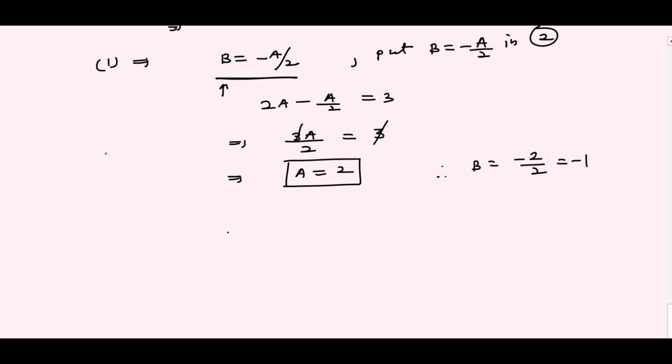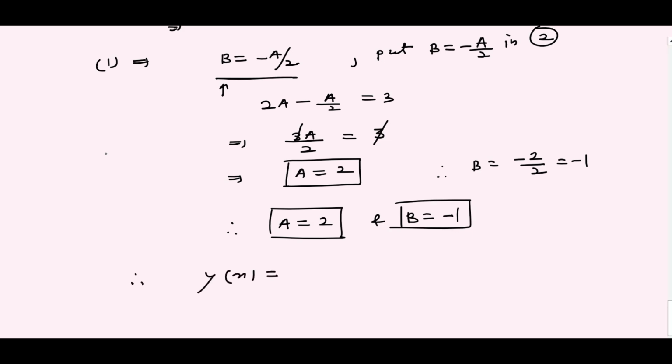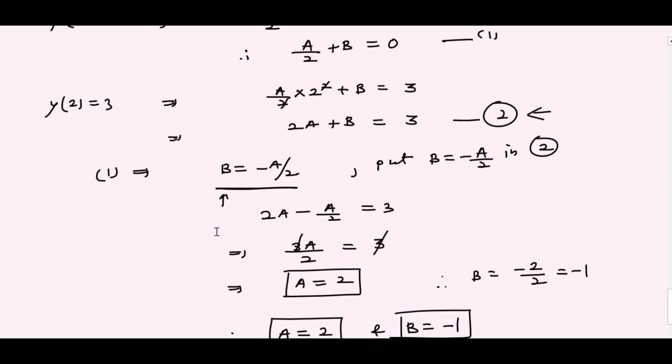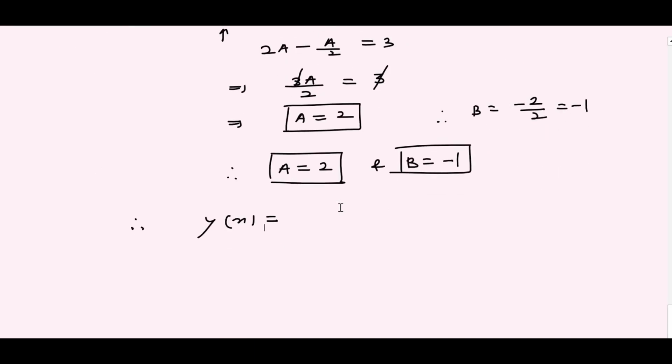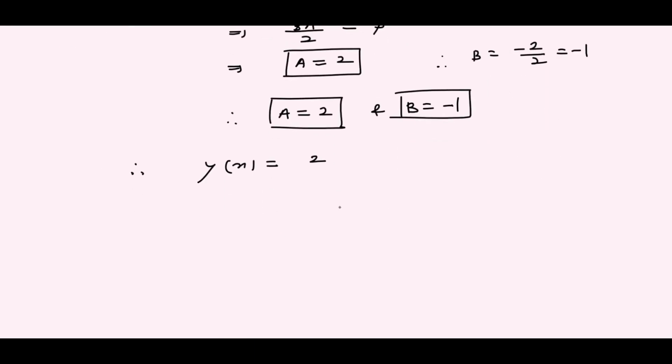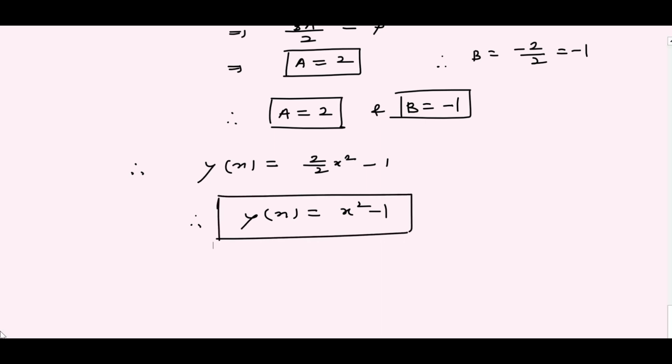Therefore we will get a is equal to 2 and b is equal to negative 1. So our extremal will be y of x is equal to a by 2 x square, that is 2 by 2 x square negative 1. So therefore our required extremal will be x square negative 1, and this is our required final answer.